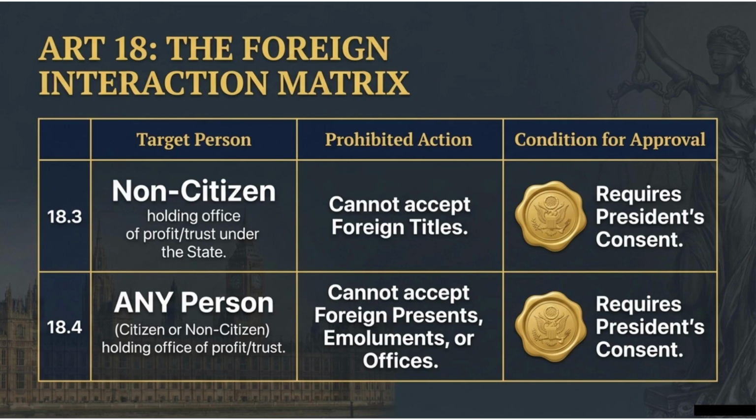This slide breaks down clauses 18.3 and 18.4, which deal with what happens when people holding state offices interact with foreign governments. Clause 18.3 targets non-citizens who hold an office of profit or trust under the state. Such a person cannot accept any title from a foreign state without the consent of the President of India. Clause 18.4 is broader. It applies to any person, whether citizen or non-citizen, who holds an office of profit or trust under the state. Such a person cannot accept any foreign present, emolument, or office without the President's consent.